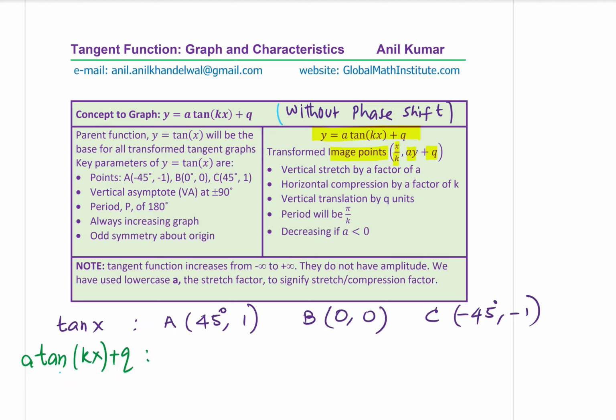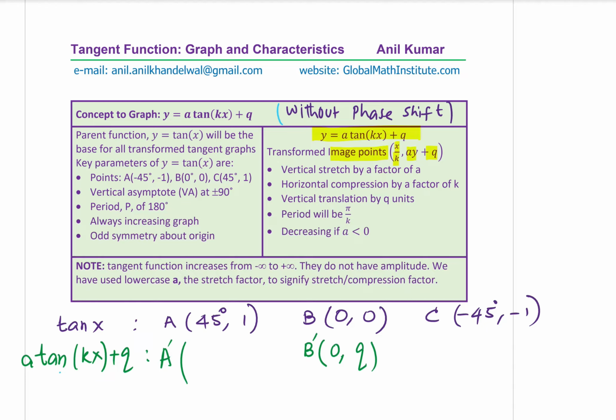So on the critical points which we are talking about, look at these points. Let's begin with B. The image of B will be what? When I multiply 0 by 1 over k, we still get 0, right? So this point remains at 0. As far as the y value is concerned, multiplying by 0 gives you 0, but the value of q will come here, correct?